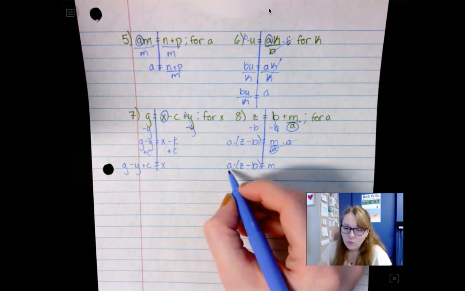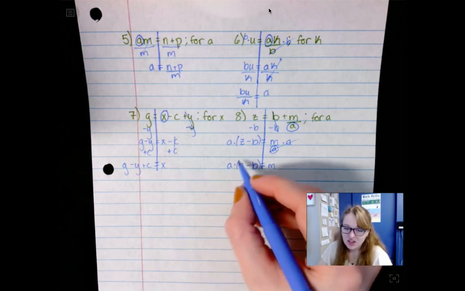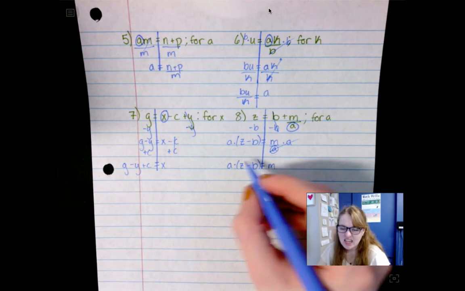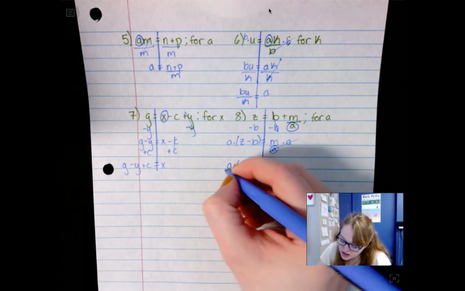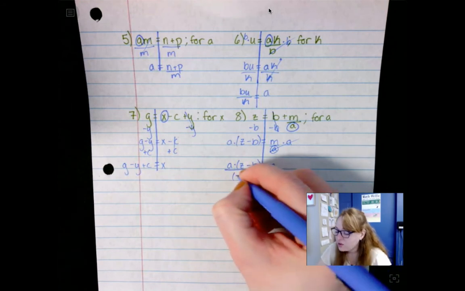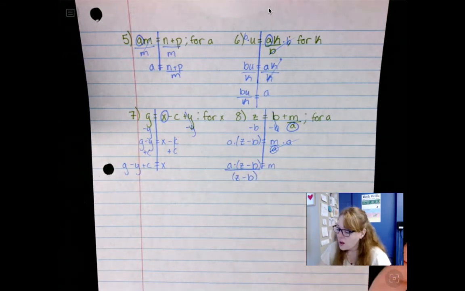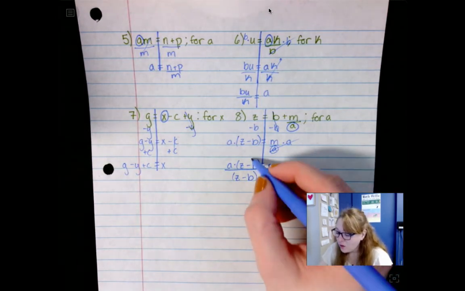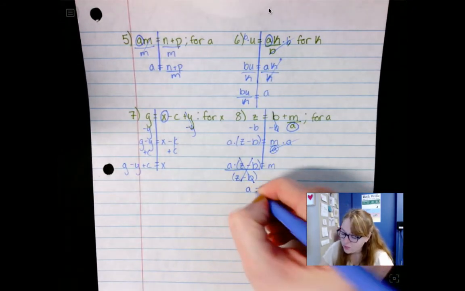So again, what are we doing to that a? We are multiplying a by this huge big piece, z minus b. So to get rid of that multiplication, we are going to divide by that huge chunk, z minus b. Multiply by z minus b, divide by z minus b. That whole chunk is going to cancel, leaving us with just that a that we wanted.